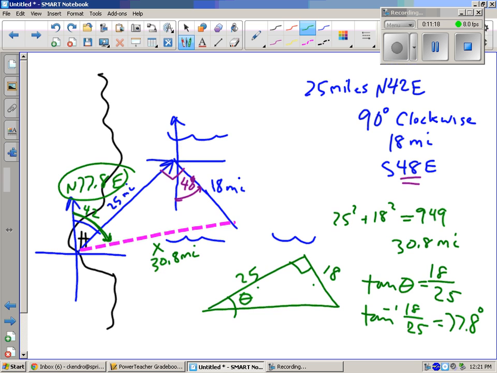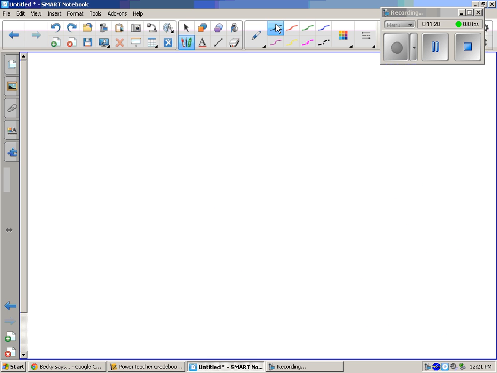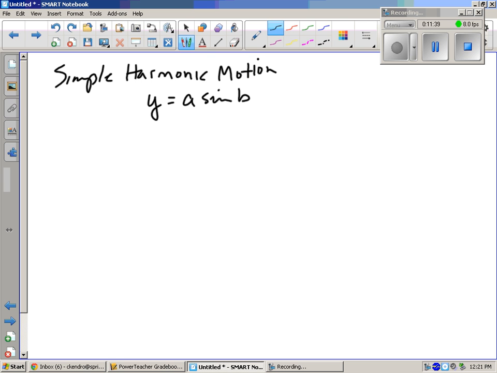All right, last idea here, last type of problem. We're going to do simple harmonic motion. This is kind of a physics idea. Simple harmonic motion is like a pendulum swinging back and forth, back and forth. So we have a basic formula that we've been using. So we're just using the A and B. We usually do C and D also.